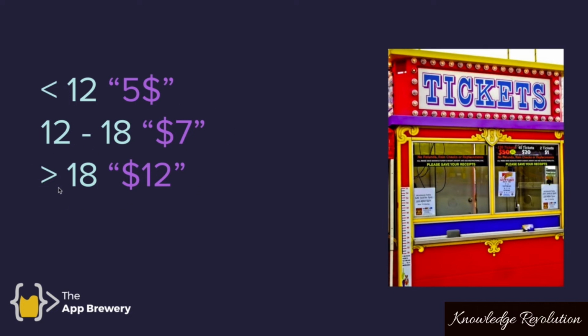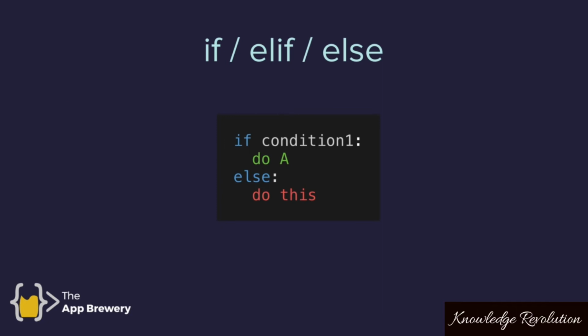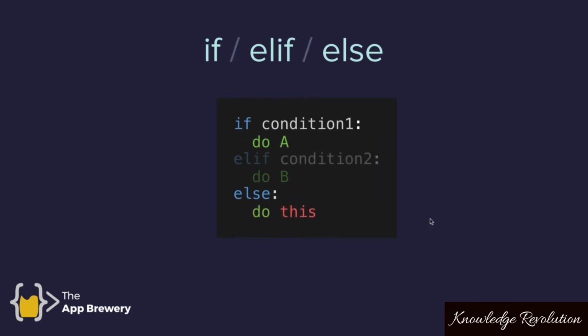And if you're over 18, then you pay the full adult price, which is $12. Now, there are 3 possibilities. So how do we represent this in our if statement? Well, we could use something called the elif. Instead of having a simple if-else statement where there's only one condition, if it's true, do this, otherwise do that, you can add as many elif conditions as you want.